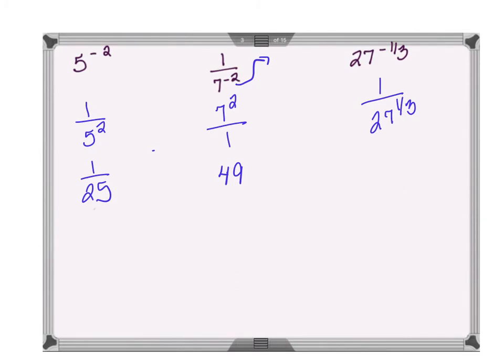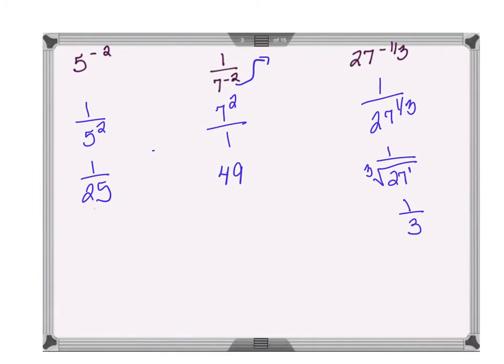Then I'm going to deal with that fractional exponent. So I have 1 over 27 to the first power, and I can write that first if I want to, but I don't have to. And then I am taking the cubed root of that. Now, I can take the cubed root of 27, and it's 3, because 3 times 3 times 3 is 27.